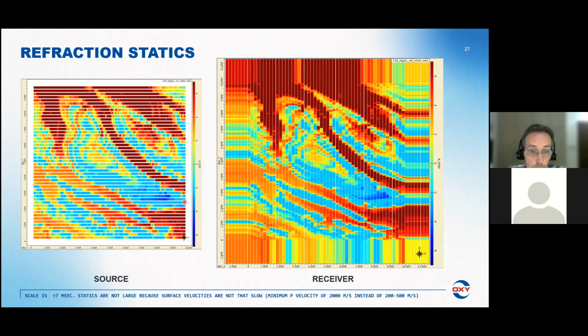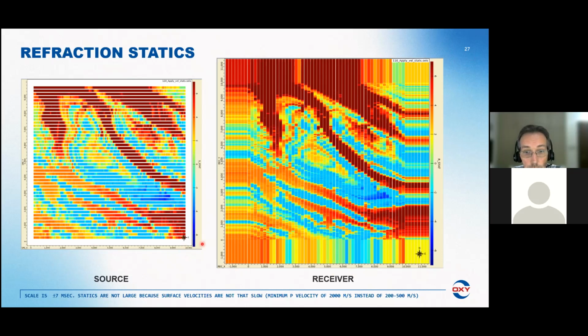So let's go to the first one, the refraction statics. This is ongoing work. So on the left, I have a source map, on the right, a receiver map. It's on the same scale. It's just that when they did the modeling, they extended the receivers beyond the 10 by 10 kilometer model. So that's why you see the same colors. It's just repeated.